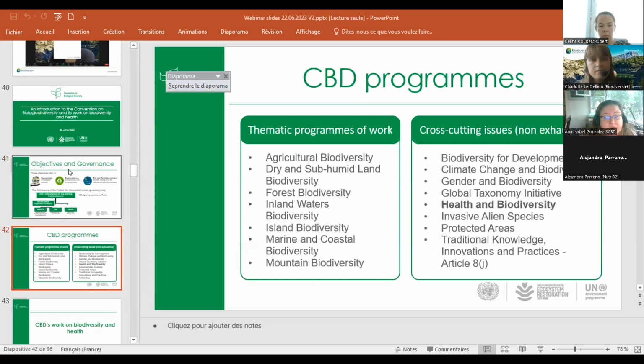So we have the text of the convention, and its guidance is made concrete in these programs of work. Currently, we have several thematic work programs. As you can see, they are mainly focused on different ecosystems: agriculture, dry and sub-humid lands, forest biodiversity, inland waters, island biodiversity, marine and coastal biodiversity, and mountain biodiversity.